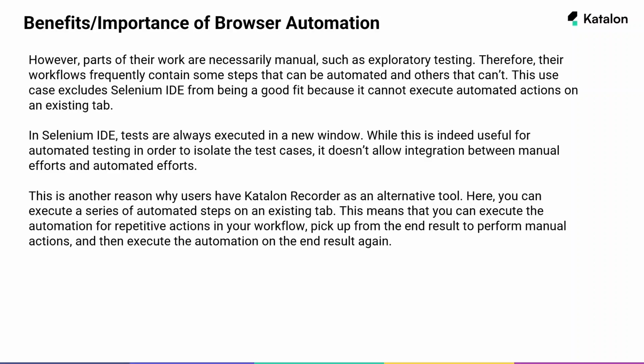This is another reason why users have Katalon Recorder as an alternative tool. Here, you can execute a series of automated steps on an existing tab. This means that you can execute the automation for repetitive actions in your workflow, pick up from the end results to perform manual actions, and then execute the automation on the end result again. That means on the same, existing tab itself, you can perform automation actions and you can perform manual actions. So that is the advantage of Katalon Recorder.